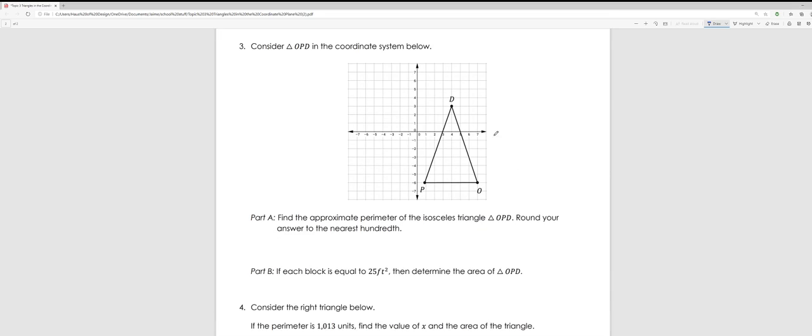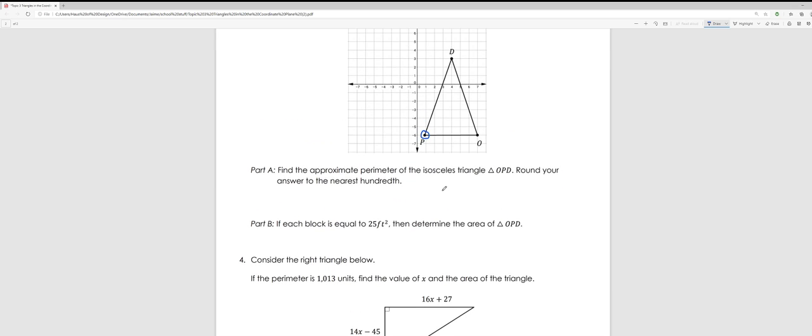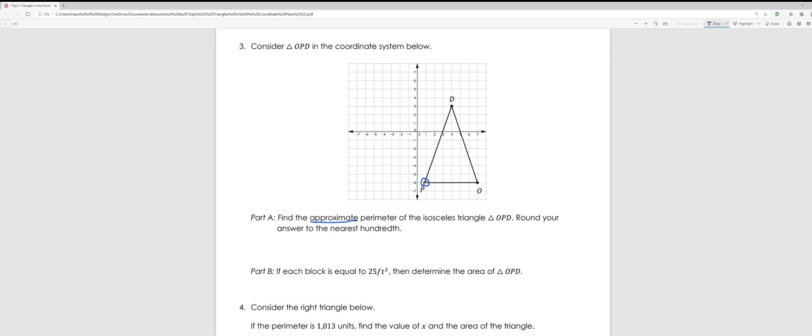Number 3. Number 3, they give it to you on a grid. It says find the approximate perimeter. So for the perimeter, you need to find the distance for PD, for DO, and PQ. Now notice this point is slightly off the line. So I'm not sure. Let me see what it says. Find the approximate perimeter. Approximate. So that means it's a little off in this case.